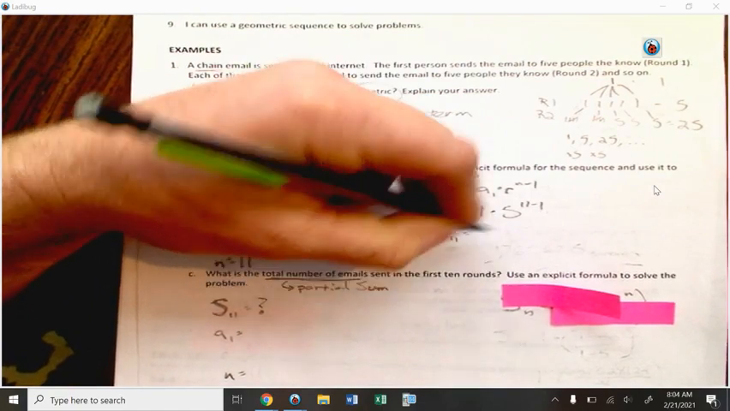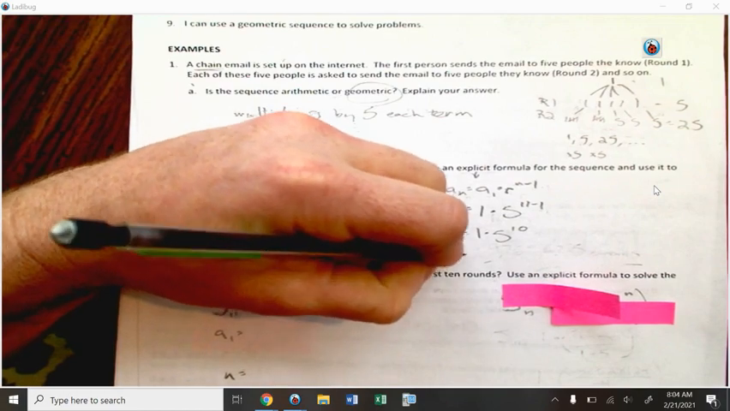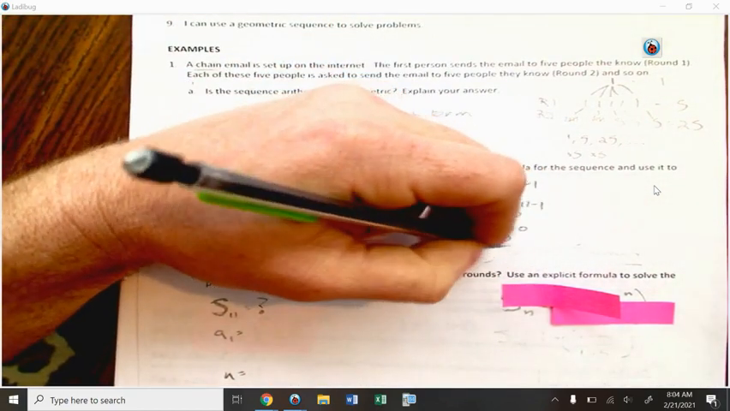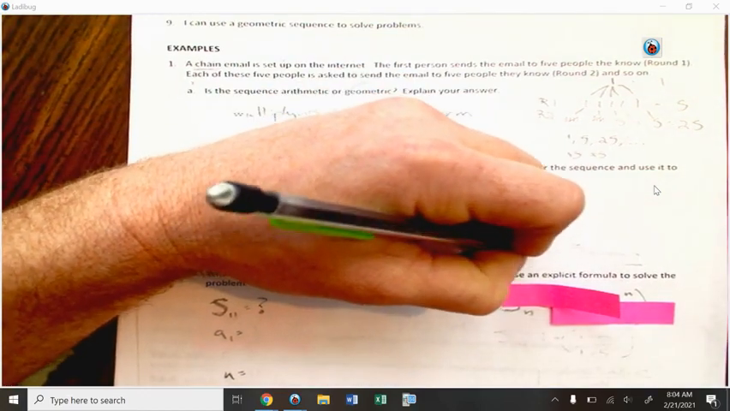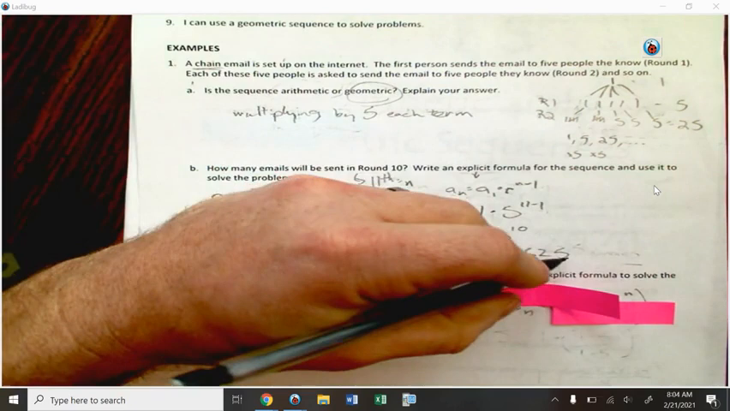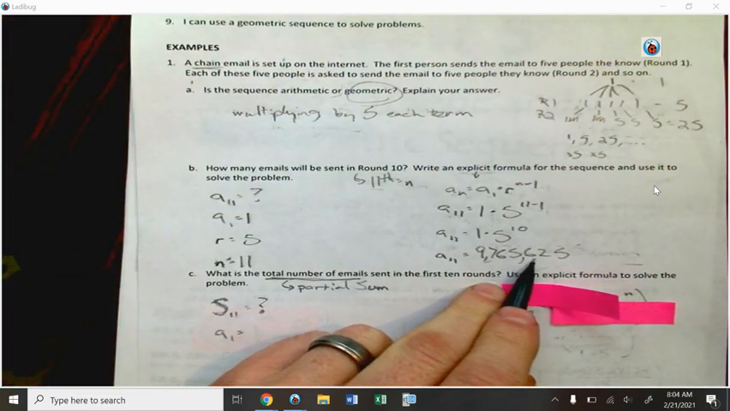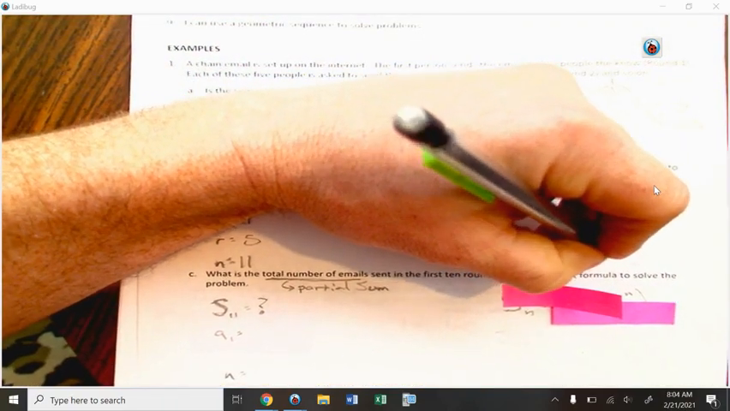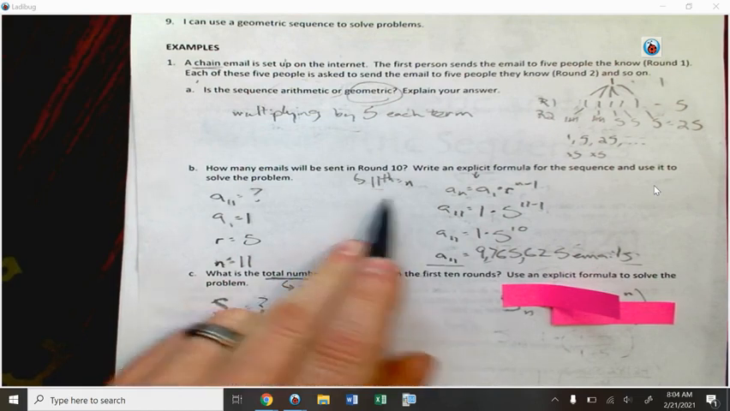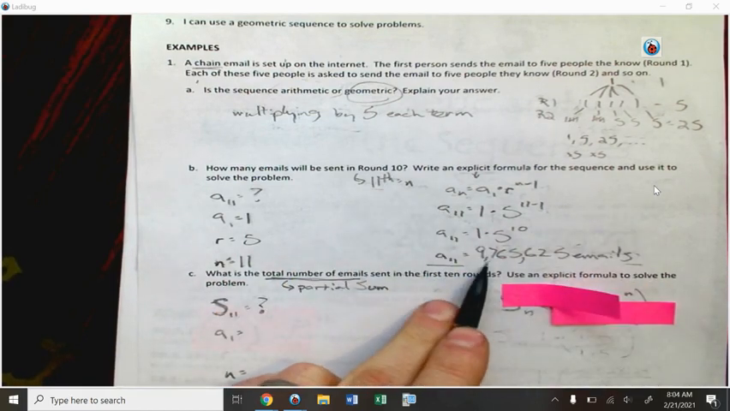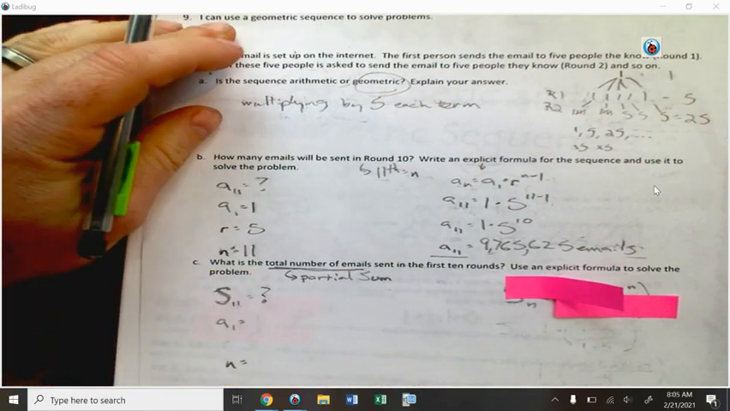So if I put this in my calculator, 1 times 5 to the 10th power, which is a really big number, I get 9765625. And so to figure out what that is, I just go 3 places over: 9,765,625 emails. That's what it's going to be just on the 10th round, which is kind of like my 11th term. That's a lot. And if you know about network marketing and stuff like that, that's a lot of emails, and you've got a really good chance of getting those.